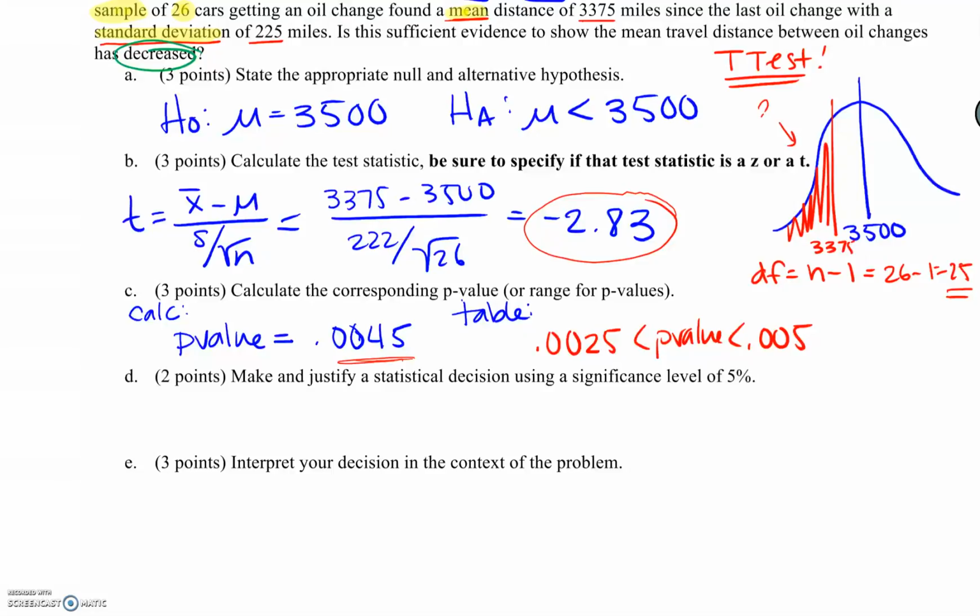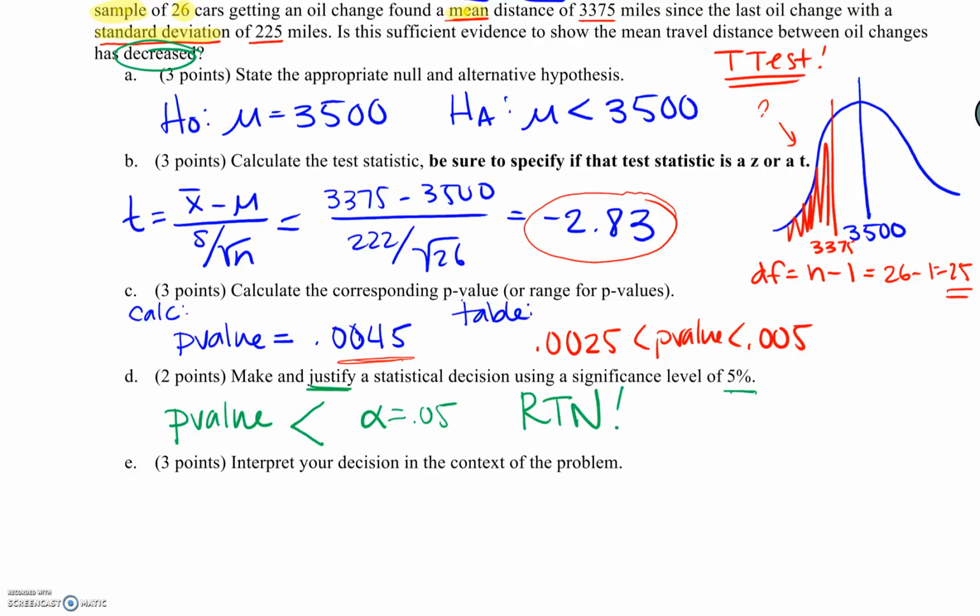Now we're back together again. All we're going to do is make and justify our decision just like we did in the last question. So first thing I'm going to do is start with the justification. How does our p-value, whichever one we use, compare to our alpha level here of 5%? Both of these p-values, this range and this exact number, are way smaller than 5%. They're both less than 0.5%. So we got a small p-value, which means we're going to reject the null, reject that H0.